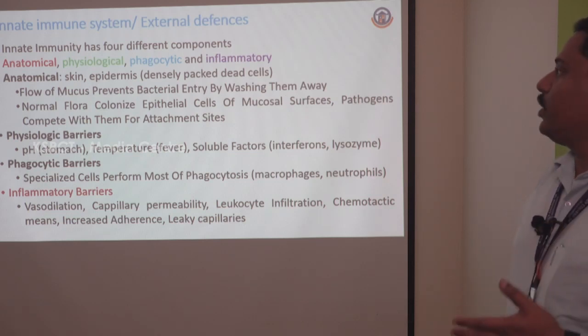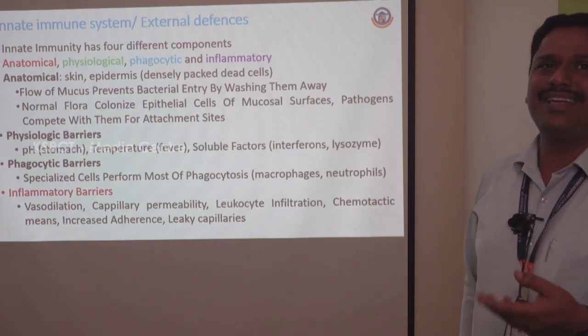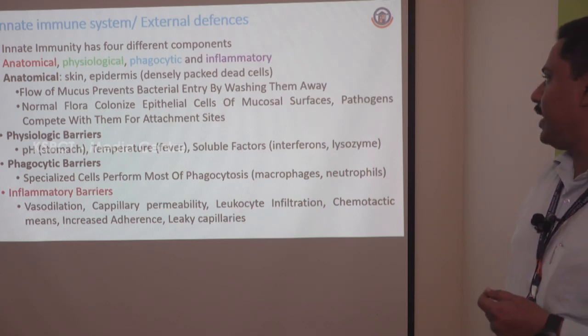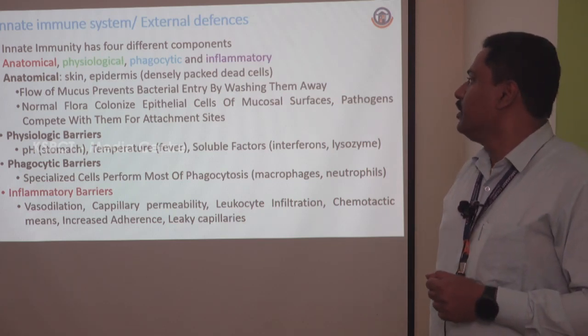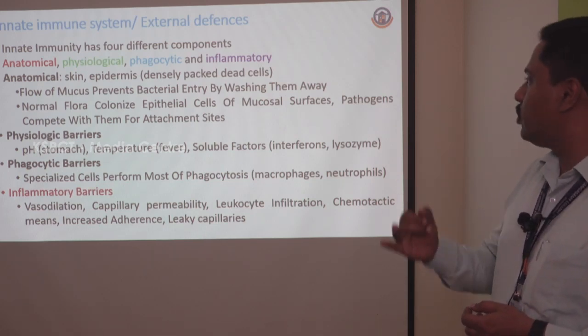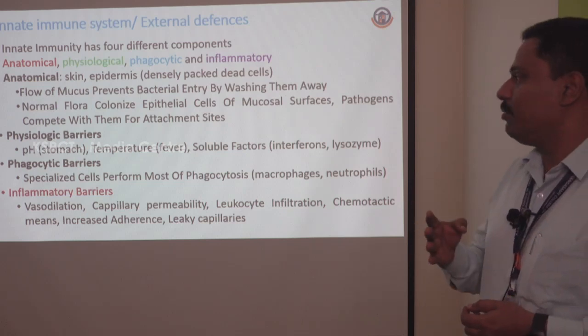The primary topic we will see today is the innate immune system. What is the innate immune system? It is the primary defense mechanism, or external defense mechanism, that we are going to see now. Innate immunity has four different classes: anatomical, physiological, phagocytic and inflammatory barriers.